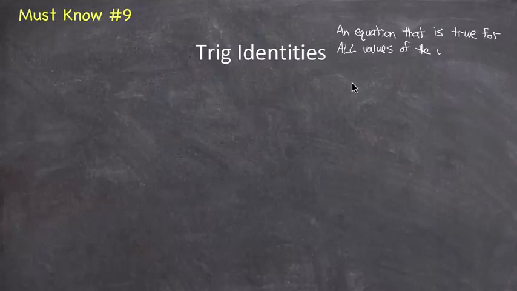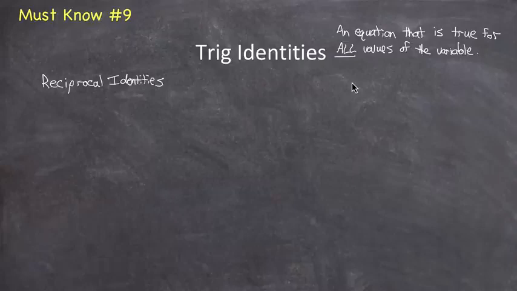Must know number 9, trig identities. First of all, what is a trig identity? A trig identity is an equation that is true for all values of the variable. And there are 3 fundamental identities that you should be familiar with: the reciprocal identities, the quotient identities, and of course the Pythagorean identity.